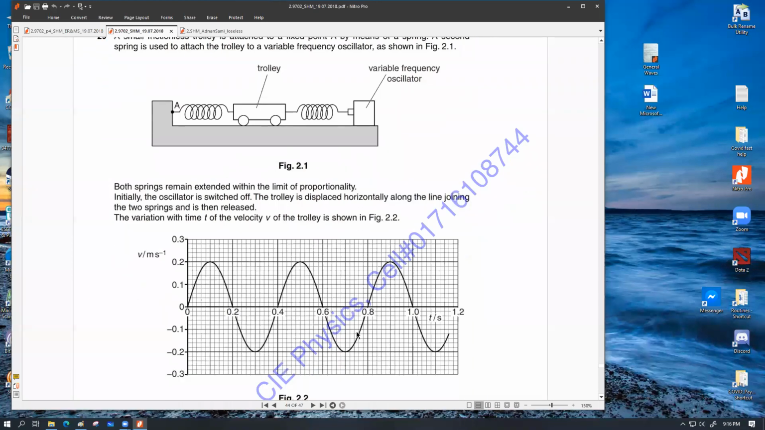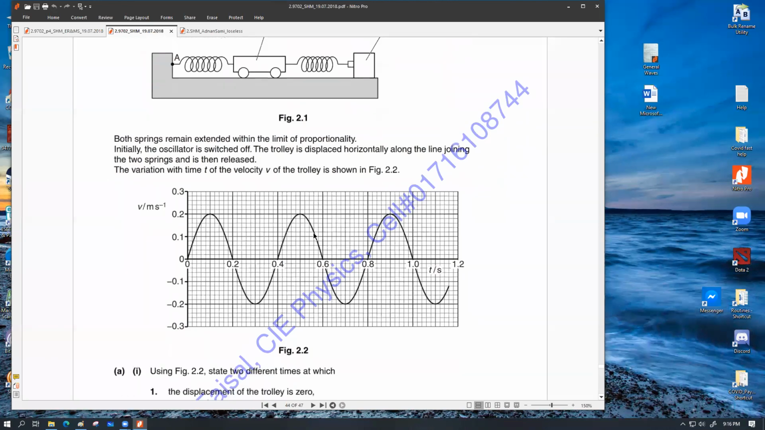So this is the oscillation of the trolley without the effect of the variable frequency oscillator. So this is its natural frequency. Initially, the oscillator is switched off. So we just moved it a little bit and it was oscillating like this. So this is the natural frequency. So initially it has zero velocity and it's going up and down like that.